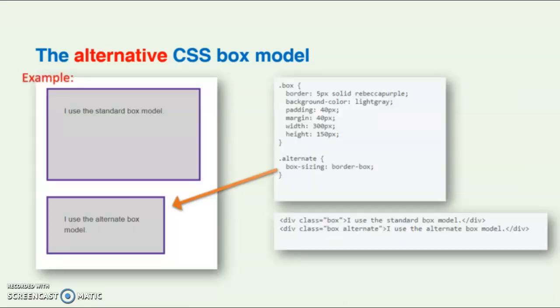In this example, you can see two boxes. Both have a class of box, which gives them the same width, height, margin, border, and padding. The only difference is that the second box has been set to use the alternative box model.